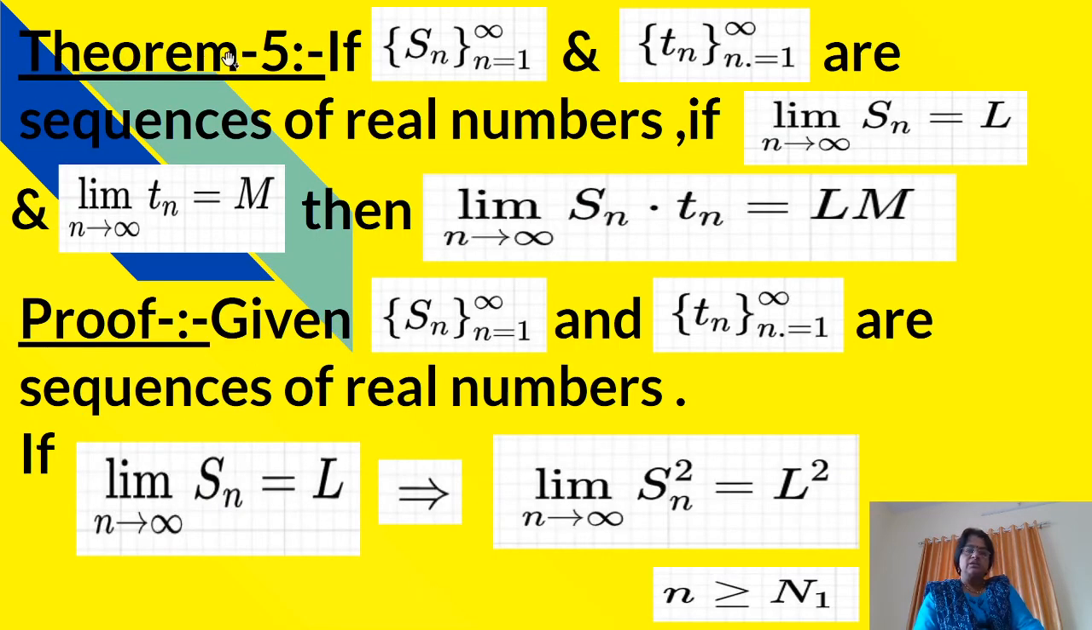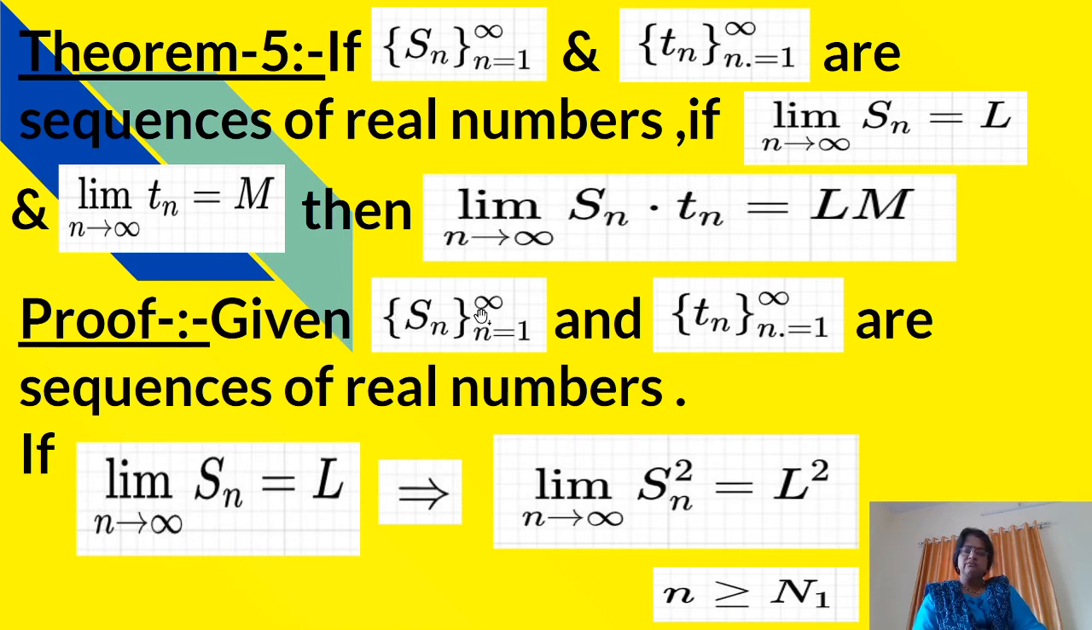Now see theorem 5. If Sn, n from 1 to infinity, and Tn, n from 1 to infinity, are sequences of real numbers, and if limit of Sn as n tends to infinity is equal to L and limit of Tn as n tends to infinity is equal to M, then limit of Sn into Tn as n tends to infinity is equal to L into M. Now see the proof of this theorem 5.